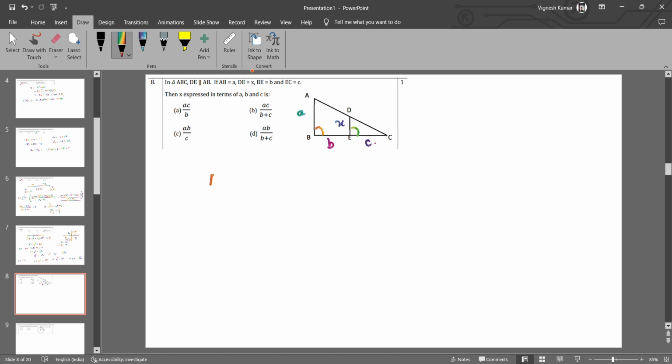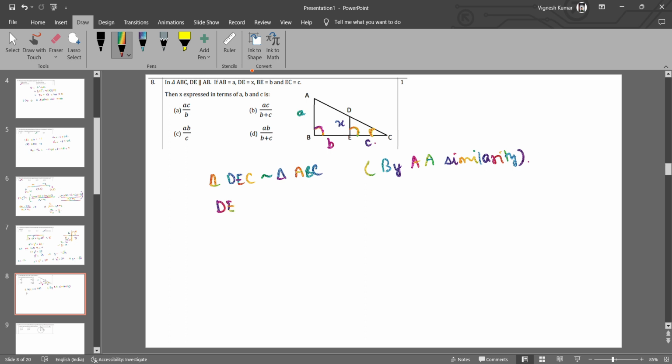First let us say that triangle DEC is similar to triangle ABC. How can we say that? Already these angles are equal since they are corresponding angles, and in these triangles we see that angle DCE is equal to angle ACB, since obviously both are the same angle. So by AA similarity, we have these two triangles as similar. So since they are similar, we can write the corresponding sides of similar triangles are proportional, right?